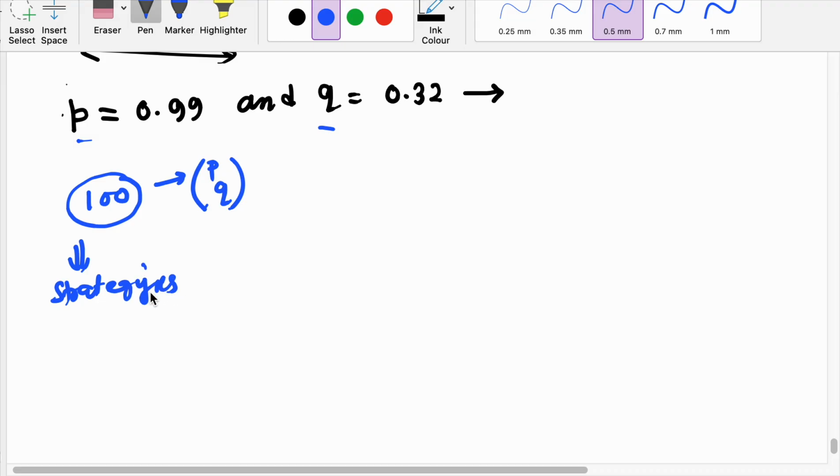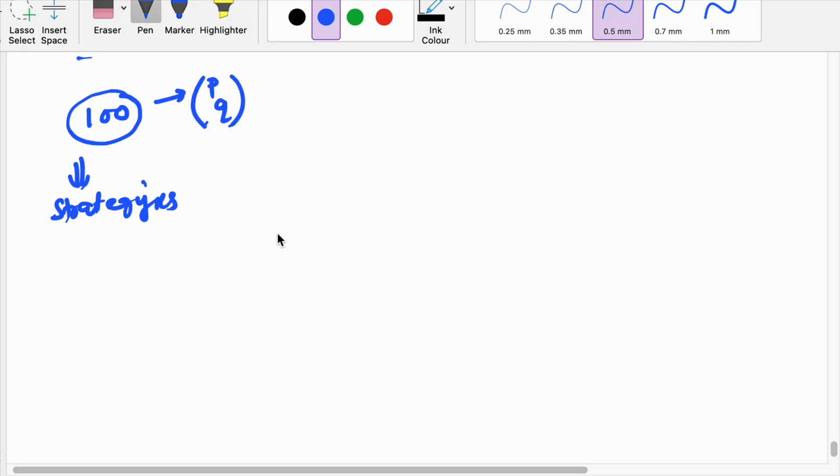Now I will say, if these 100 strategies are 100 types of individuals in my population. Now in the population, how many individuals are there? I will say a large number of individuals are there who are playing these 100 types of strategy.